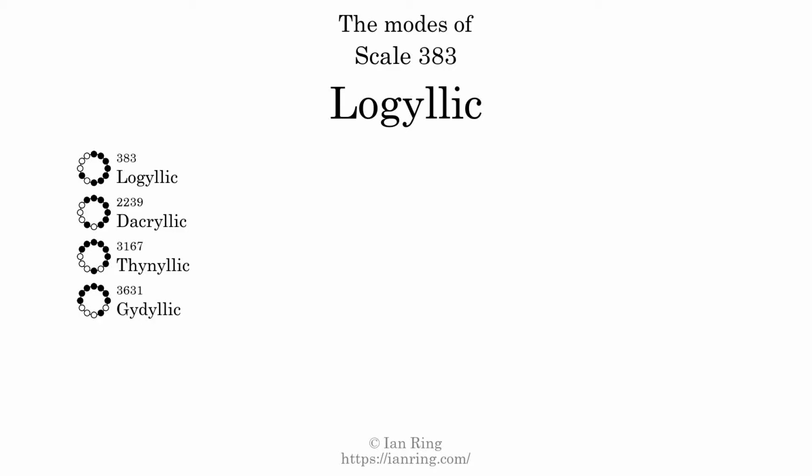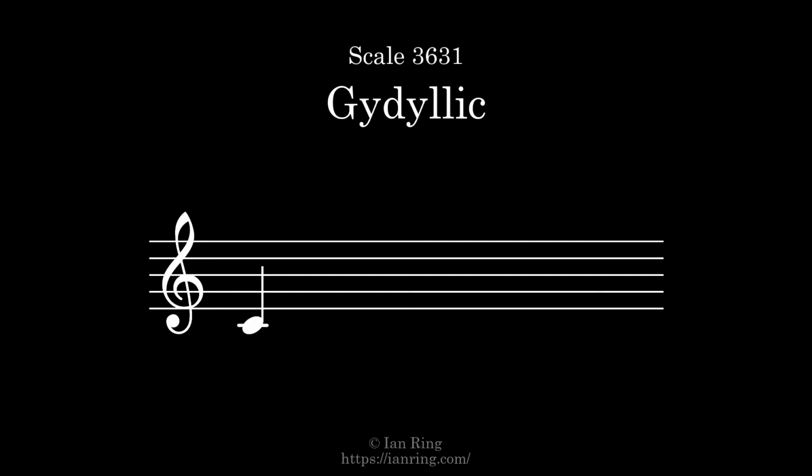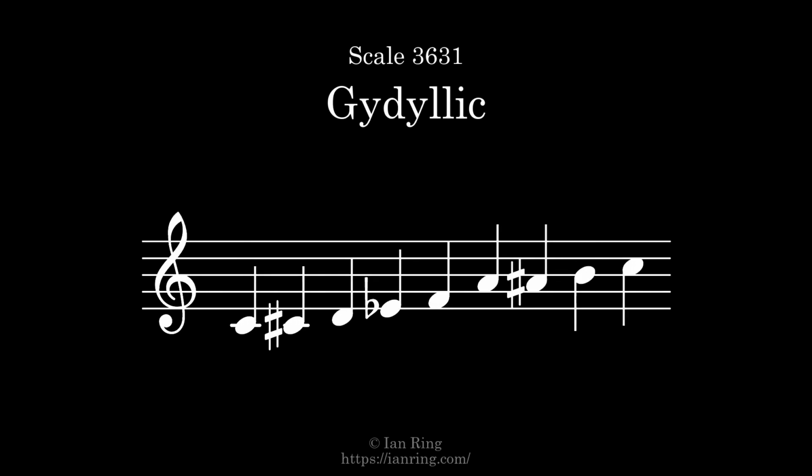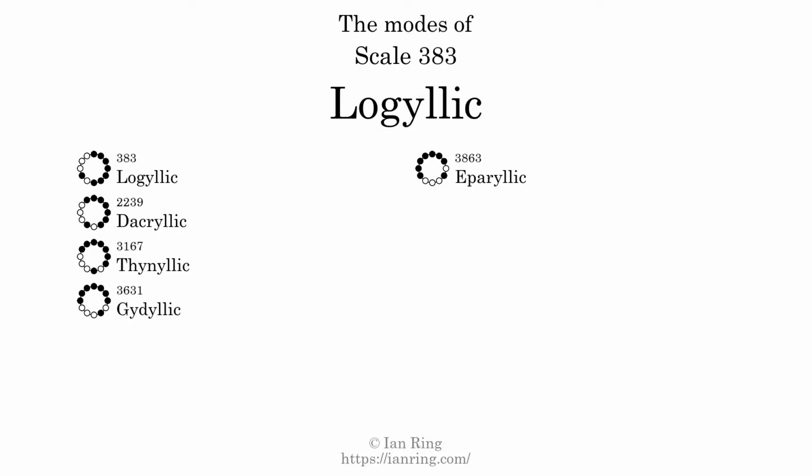The fourth mode is scale 3631, also known as Logyllic. It sounds like this. The fifth mode is scale 3863, also known as Imperfections. It sounds like this.